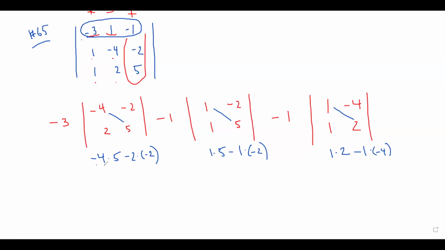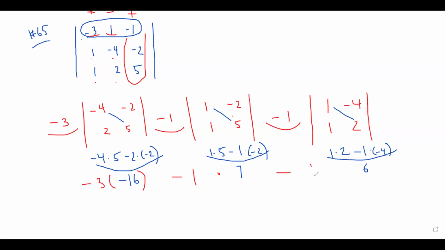Okay, so what are these results? Here we have -20 plus 4, so it's -16, right? Please double check. And then 5 plus 2 is 7, looks like. And finally, we're going to have 2 plus 4, which is 6. Okay, so those are little determinants, and whatever numbers were in front, I will copy them. So -3 times the first, the other is -1, right, times the second, and finally the last is -1 again times the third.